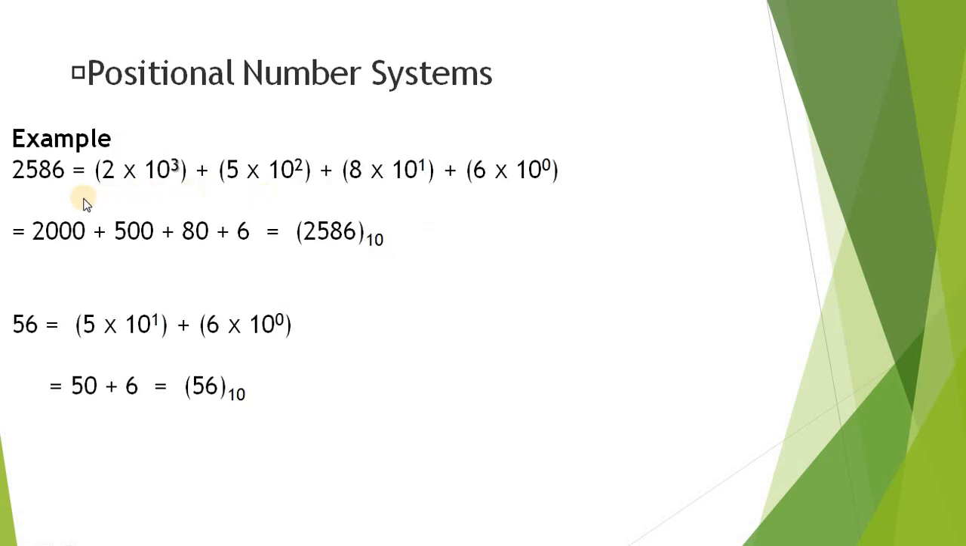Now let us consider an example of a decimal number, that is 2586. So how do we actually represent this? It always starts with the rightmost digit. These are the individual symbols, or the individual digits: 6, 8, 5 and 2, and the base is 10 here because we are talking about the decimal number system.